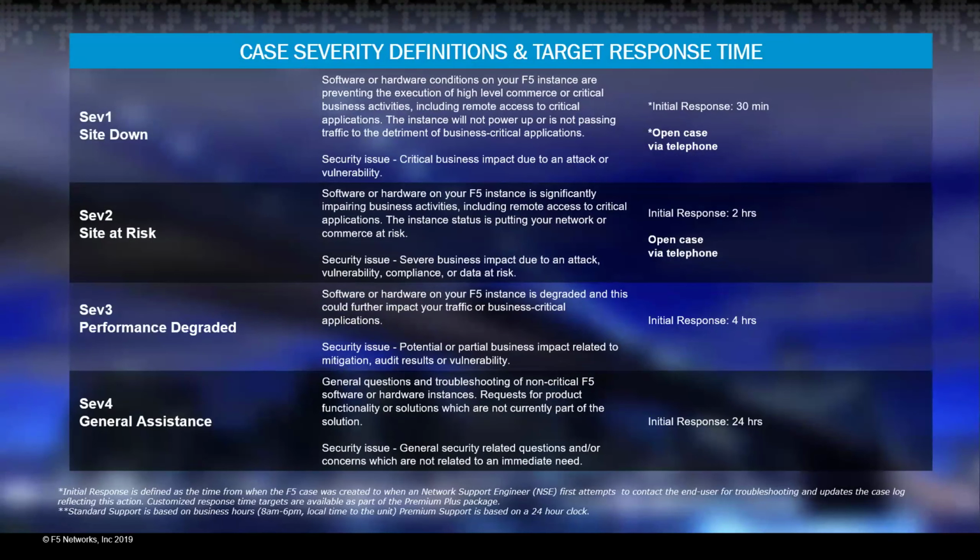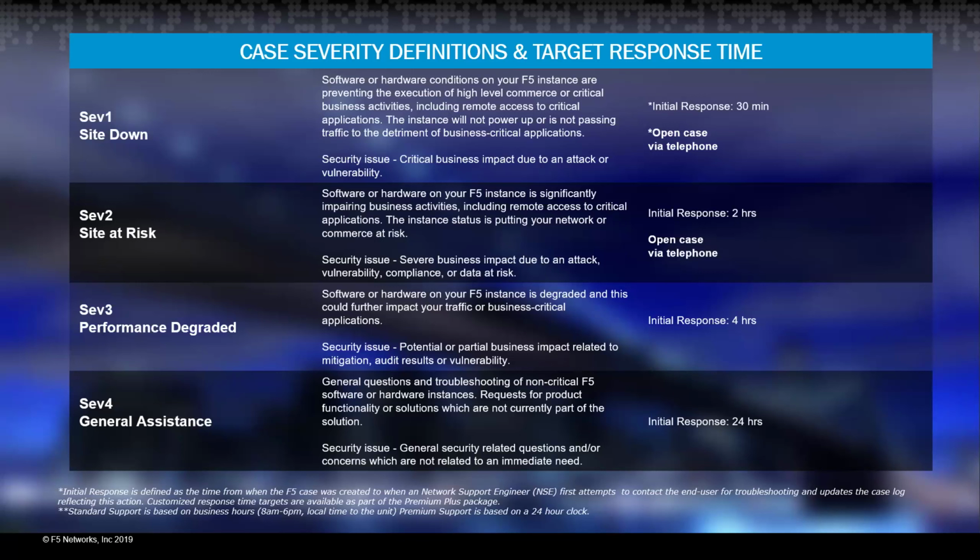So, case severity definitions and response time targets. In F5, we have 4 severities: site down, site at risk, performance degraded, and general assistance. And we don't have SLAs, service level agreements. We have an SLM, service level metrics, where our target is a 30 minute initial response time for a severity 1 case when it gets opened, the first response. So when a case is opened, the first response by F5 support will be within 30 minutes, and we suggest you open via telephone. That is when you get the 30 minute SLM. If you open it through the portal, it is a 60 minute response time.